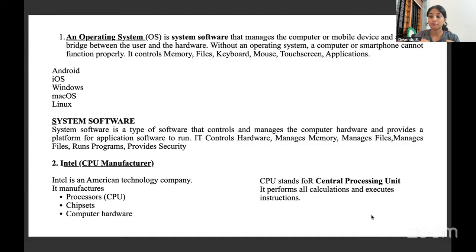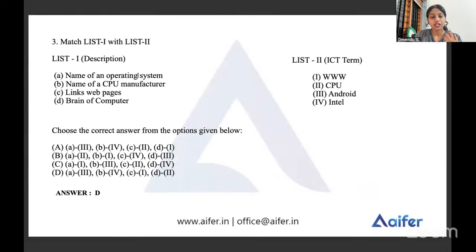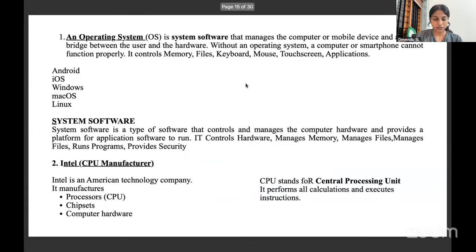They are the most important parts of a computer. So next, we can connect an operating system with Android. There are so many examples of operating systems: Android and iOS, which we use in phones, right? Windows, Mac OS, and Linux are all used in computers.